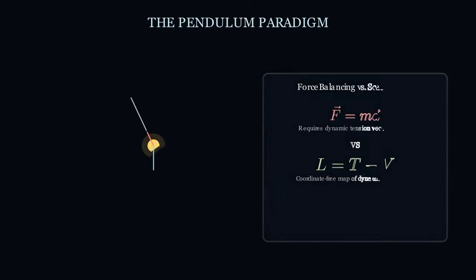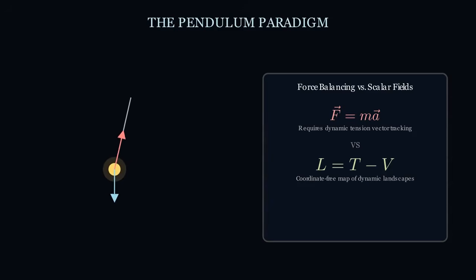Look at a swinging pendulum. Newton's second law forces us to track the tension vector of the rigid rod, constantly recalculating its direction and magnitude at every infinitesimal point of the arc. But there is a coordinate-free way to map this exact motion using a single scalar field.